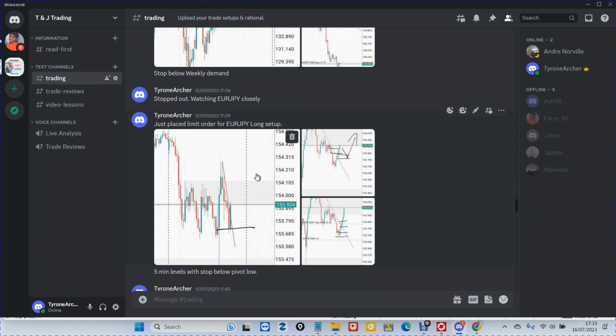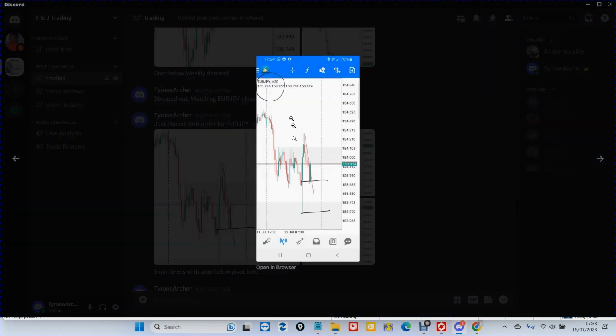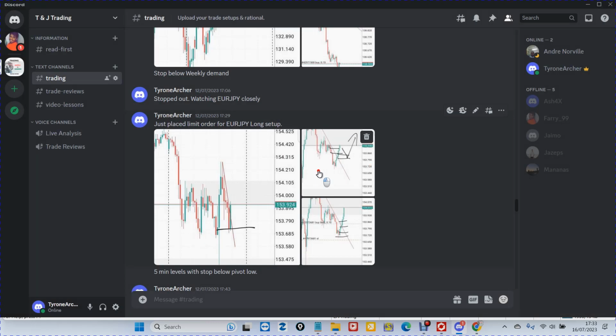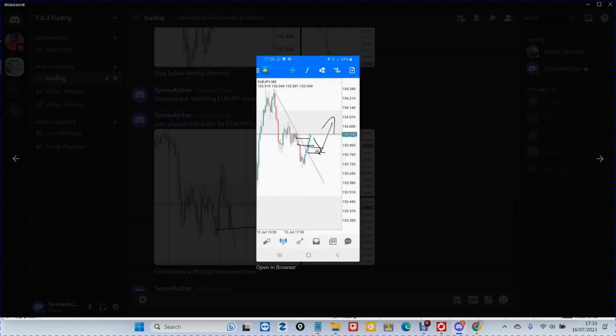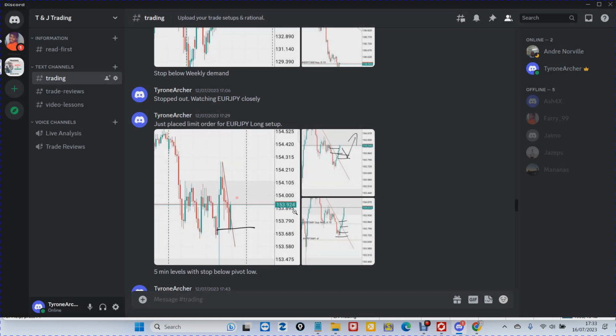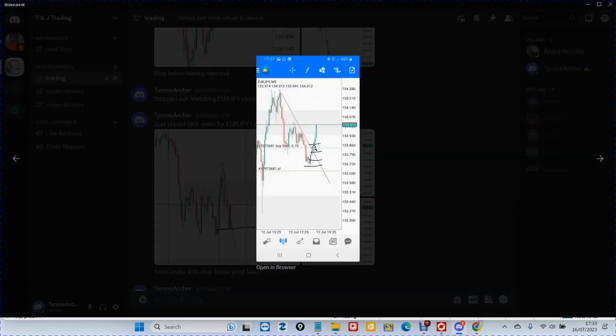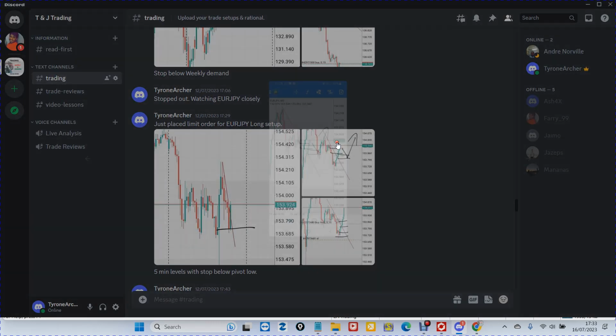Just placed a limit order for a Euro Yen long setup. Let's have a look on here. So there's my 30-minute. Demand's in control. There's a break of a trend, by the way, there. This was the area that I was looking at. And then I'm looking at the break, pull back into a flip zone. And here's the entry. So basically I took the, have I taken the order?